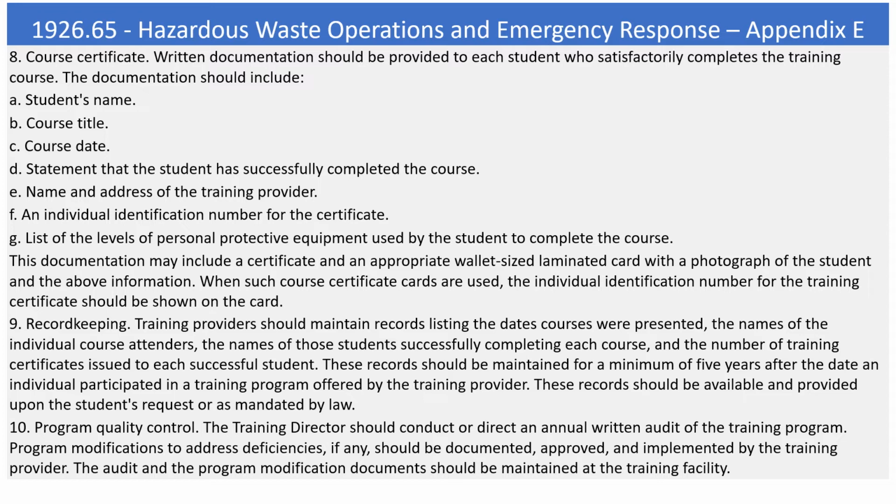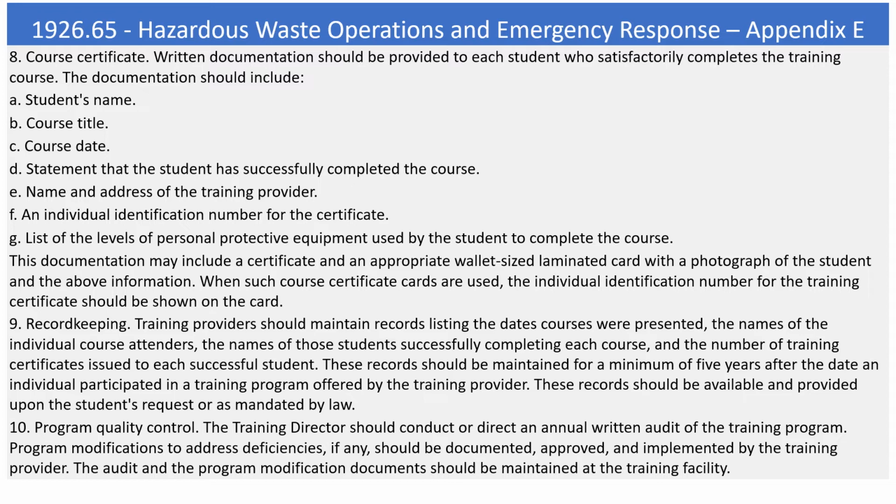The documentation should include A. Student's name, B. Course title, C. Course date, D. Statement that the student has successfully completed the course, E. Name and address of the training provider, F. An individual identification number for the certificate, G. List of the levels of personal protective equipment used by the student to complete the course.